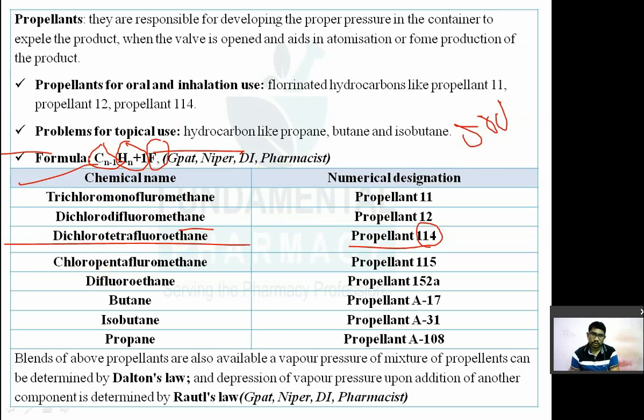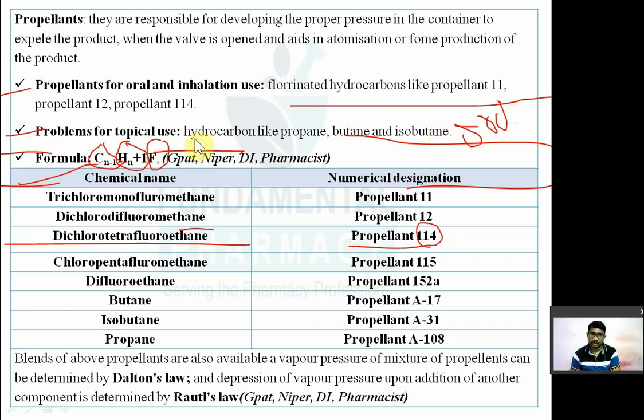Remember the chemical name and numerical designation of each particular propellant. Also remember which is used for topical and which is used for systemic. For oral and inhalation use, remember that fluorocarbons are used. The designated ones like propellant 11, propellant 12, and propellant 114 are used for oral and inhalation. Propane, butane, and isobutane are for topical. Questions have come on this.